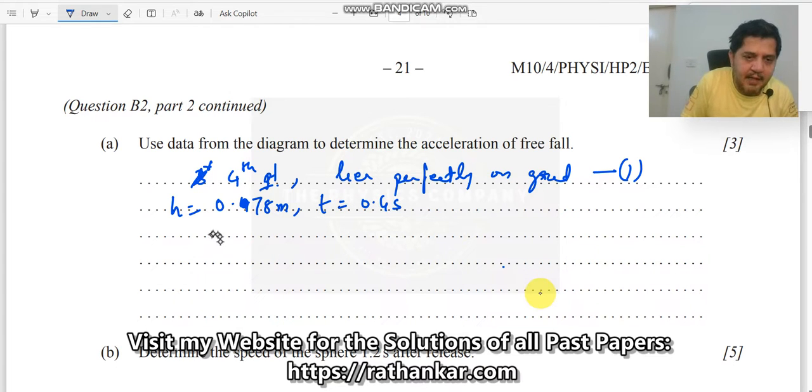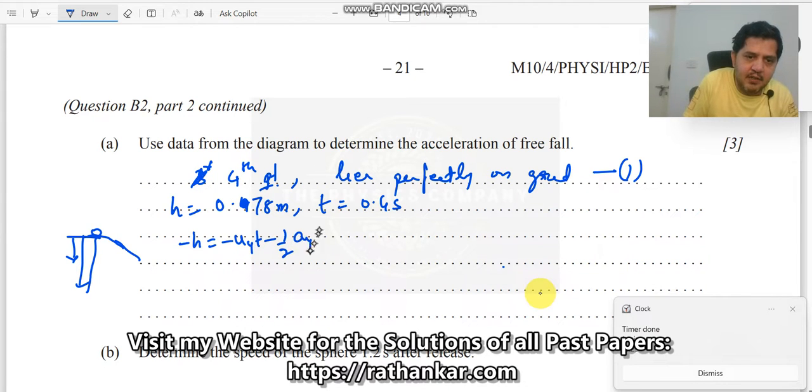And then what's the next thing? Now this one, 2 more marks we have. Now what is the equation? When you have a horizontal motion and you want to find the height of fall if the time is given, you use the formula minus h is equal to minus u_y t minus half a_y t squared.